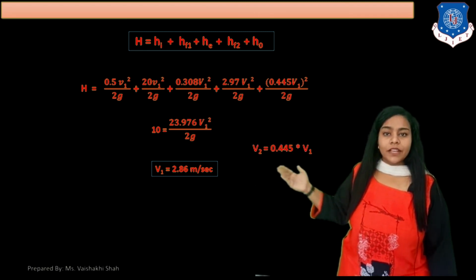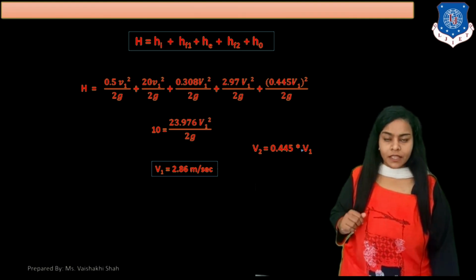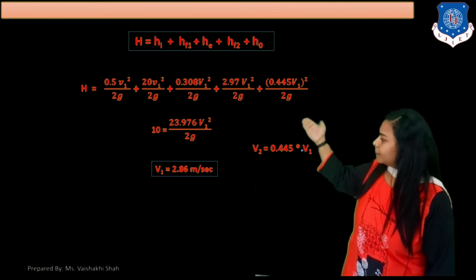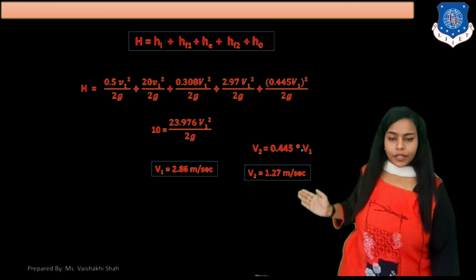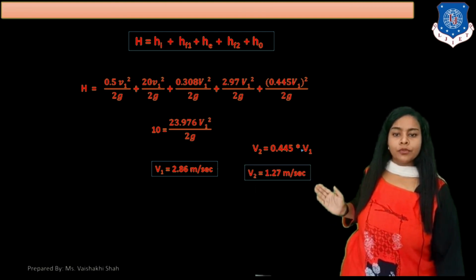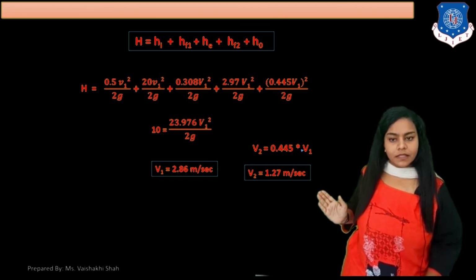Now, as we know that V2 equals 0.445 V1. Placing the value of V1 in that equation, you get V2 equals 1.27 meter per second.